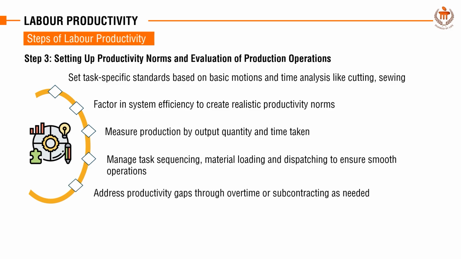To address any shortfalls in productivity, companies may resort to overtime work or subcontracting specific tasks to external vendors. For instance, if a deadline is approaching and the in-house workforce is unable to meet production targets, subcontracting some assembly work can help ensure that orders are fulfilled on time. By continuously evaluating and adjusting productivity norms, organizations can enhance their operational efficiency and respond effectively to production demands.